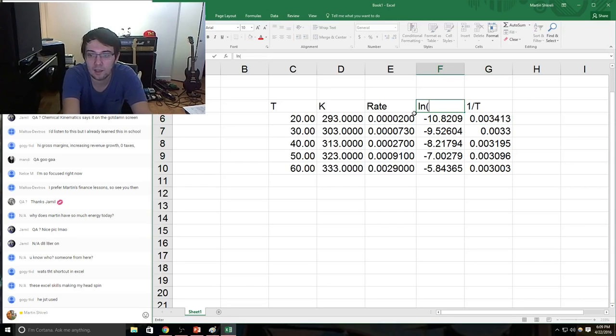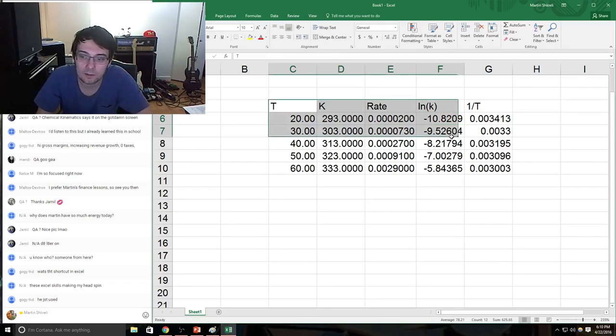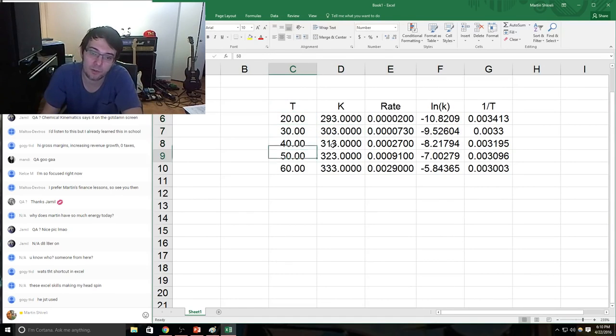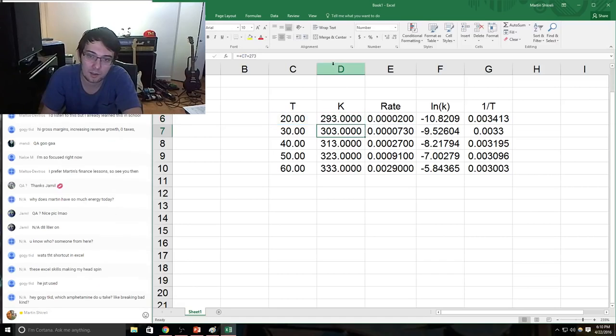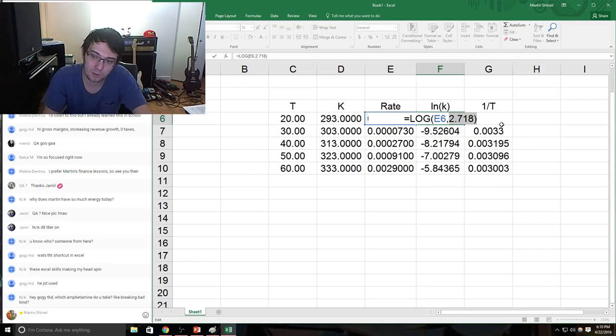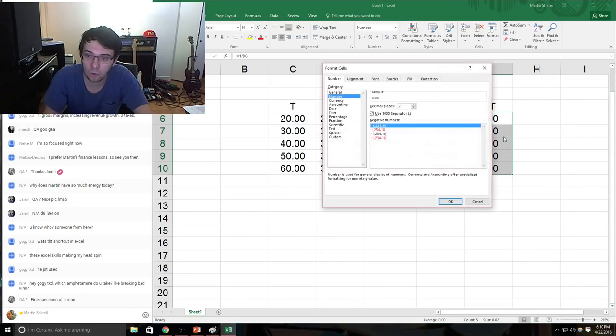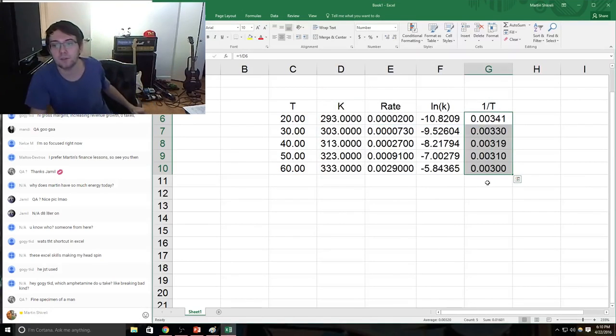So this is lnk. Here I put in t: 20, 30, 40, 50, 60. Here I added 273 to this cell, and I just copied and pasted it so it's in every cell. Then they gave us the rates, so I put those in without the scientific notation. I log transformed them using the natural logarithm, Euler's number, and then in Arrhenius' equation they asked us to calculate 1 over T, and we obviously have to use Kelvin.